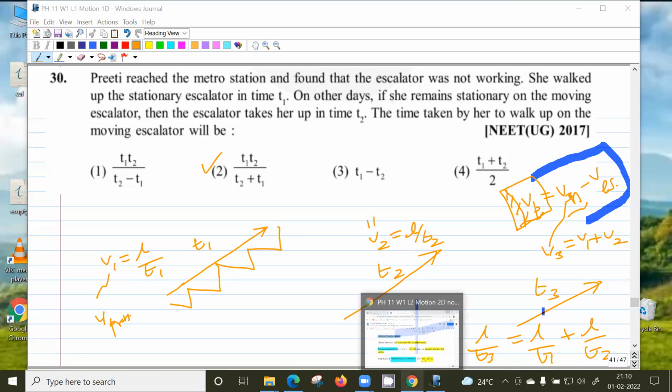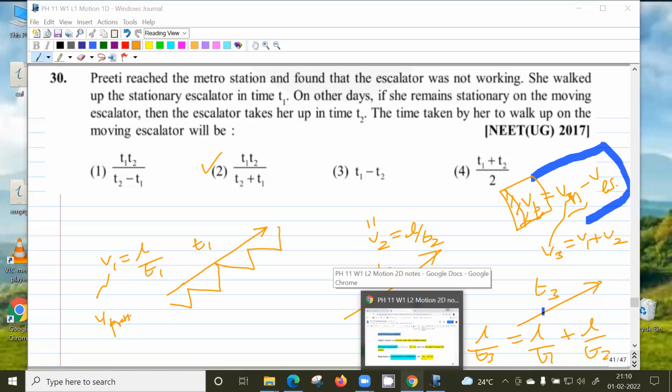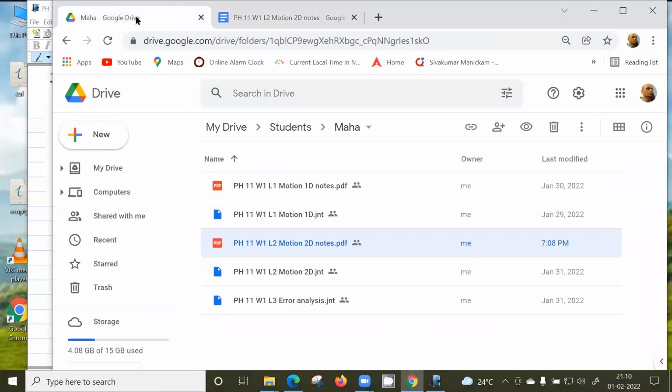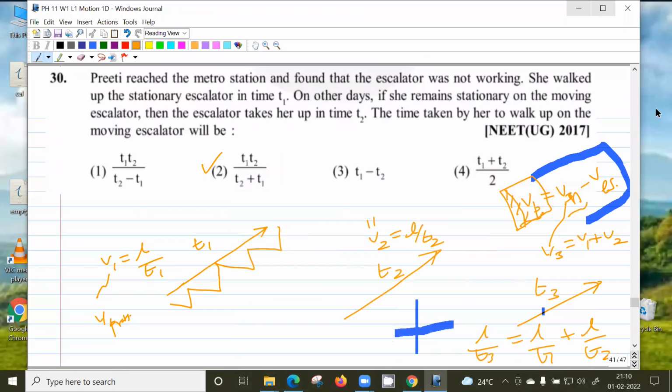And I have given you the Google Drive. Did you check your mail? Yes, sir. Are you able to open that folder? This is your folder. Yes, sir. Are you able to access it? Okay. So I'll put the problem sheet here and then I'll send you a WhatsApp message. So open this folder, take the problem sheet, and solve it before tomorrow's class. So tomorrow I'll do 2D motion.